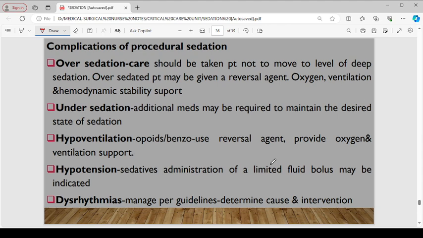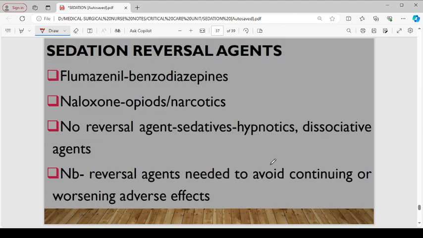As for under-sedation, additional medication may be required to maintain the desired state of sedation. While hypoventilation, and of course this is more associated with the opioids and benzodiazepines, in this case you could use a reversal agent. Besides, you provide oxygen and also ventilation support. For the hypotension, which is more associated with the sedatives administration, a limited fluid bolus may be given for that particular patient. As for the arrhythmias, you manage these according to guidelines. Remember to determine the cause and the intervention. A link will be popping up on the different types of arrhythmias and how they are managed.